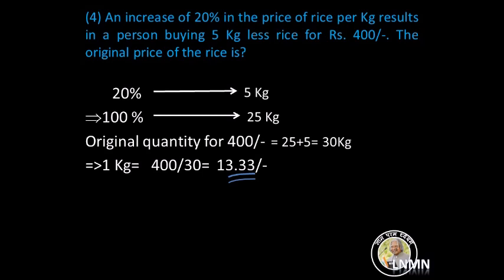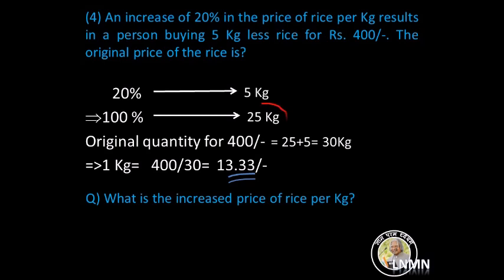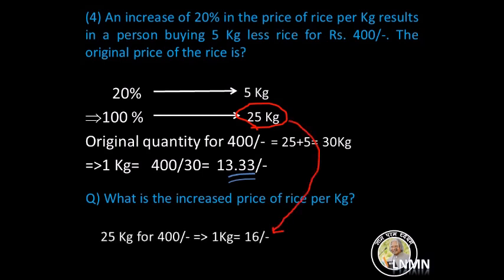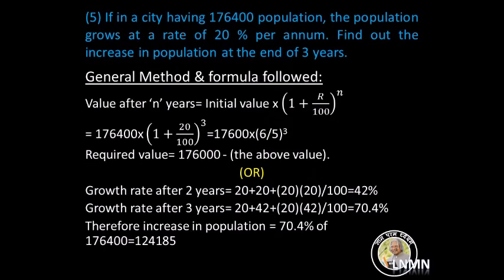For example, if the question was like this, what is the increased price of the rice per kg? It means they are asking what is the new price of the rice per kg. It's a very simple thing. In the step we have got 25 kg for 400 rupees. So automatically 1 kg will be 16 rupees. So we should be careful while reading the question whether they are asking the original price of the rice, that is the previous price, or the increased price of the rice, or the new price of the rice. You should be clear about this. Let's move on to the next question.